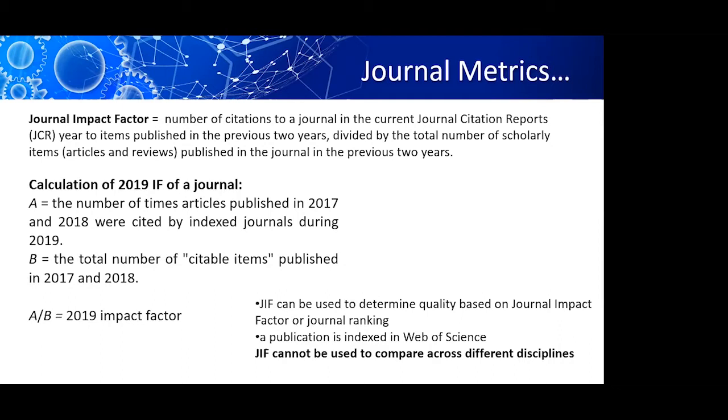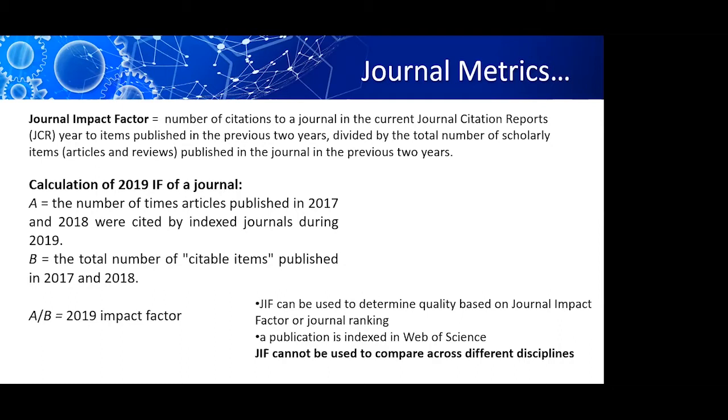For example, for calculating the impact factor of 2019, the formula is A divided by B. Here A equals the number of times articles published in 2017 and 2018 were cited by indexed journals during 2019. That means the citations in the year 2019 for the publications published in 2017 and 2018, divided by B, the total number of citable items published in 2017 and 2018. The result is the impact factor for the respective JCR year. That is called the impact factor of the year. For example, here, as I mentioned, it is the 2019 impact factor.